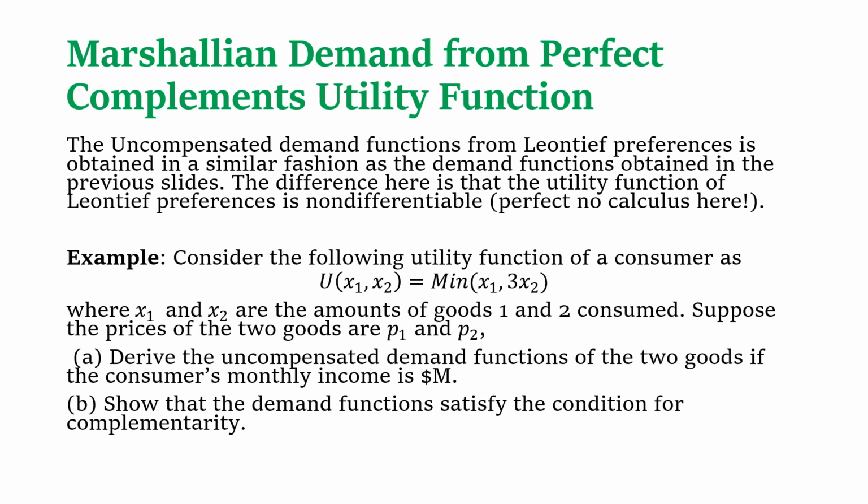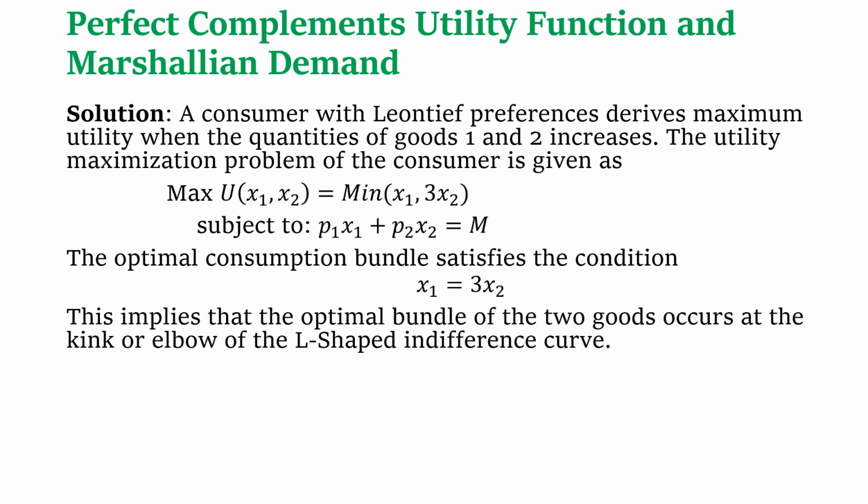So now let's take this example. Consider the following utility function of a consumer: U equals min of x1, 3x2. So here, you know what the min is. The min is the minimum of these two variables, x1 and 3x2, right? Where x1 and x2 are the amount of goods 1 and 2 consumed. Suppose the prices of the two goods are P1 and P2. Derive the uncompensated demand functions of the two goods if the consumer's monthly income is $M. Show that.